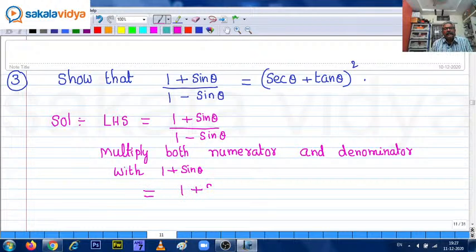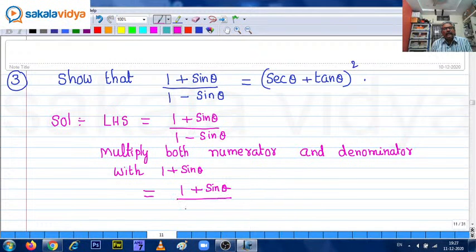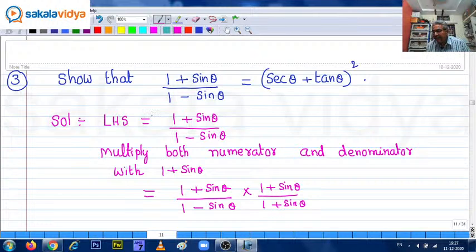So now the next step follows like this. 1 plus sine theta upon 1 minus sine theta multiplied by 1 plus sine theta upon 1 plus sine theta. This is the important step. That means indirectly, it has been multiplied with 1 itself only. 1 plus sine theta cancel 1 only. So you will be getting same thing. The identity will not change. So now 1 plus sine theta into 1 plus sine theta, you can write 1 plus sine theta whole square.